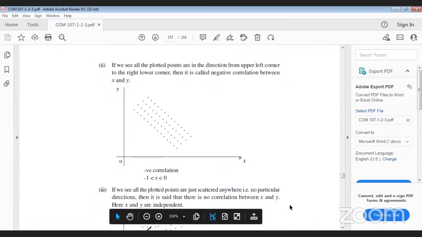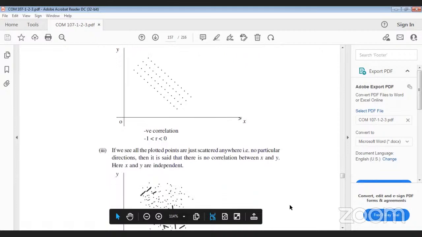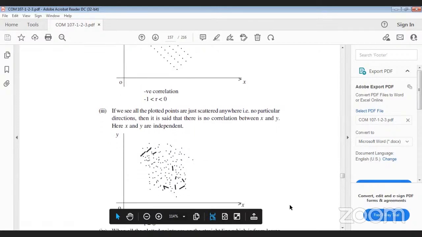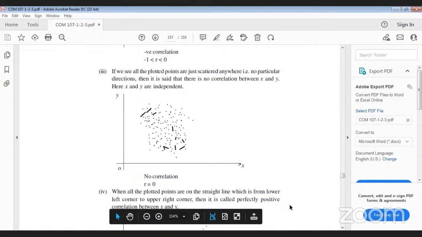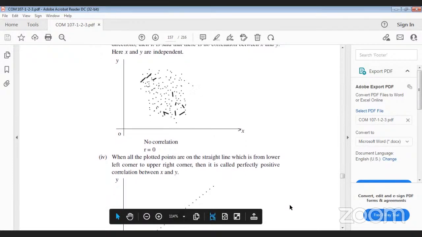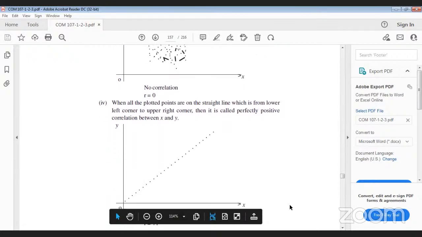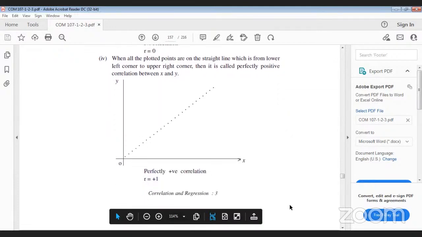Then third, if all the plotted points are just scattered anywhere, with no particular direction, it is said that there is no correlation between x and y, or it is zero correlation. When all the plotted points are on a straight line from the lower left corner to the upper right corner, it is called perfectly positive correlation between x and y. Here correlation is +1.